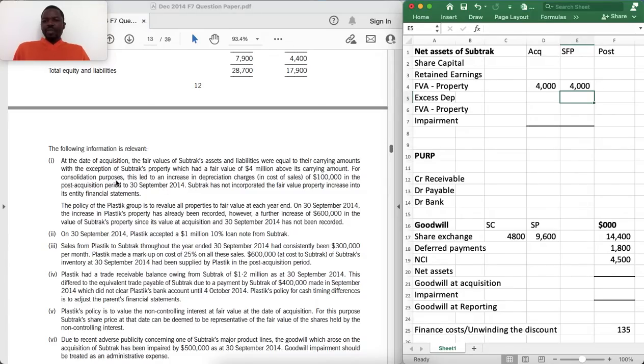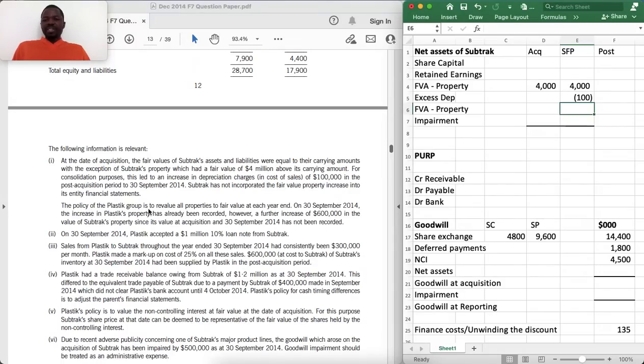For consolidation purposes, this led to an increase in depreciation charges that should be charged to cost of sales of 100,000 in the post-acquisition period. So at reporting, there was excess depreciation of 100.